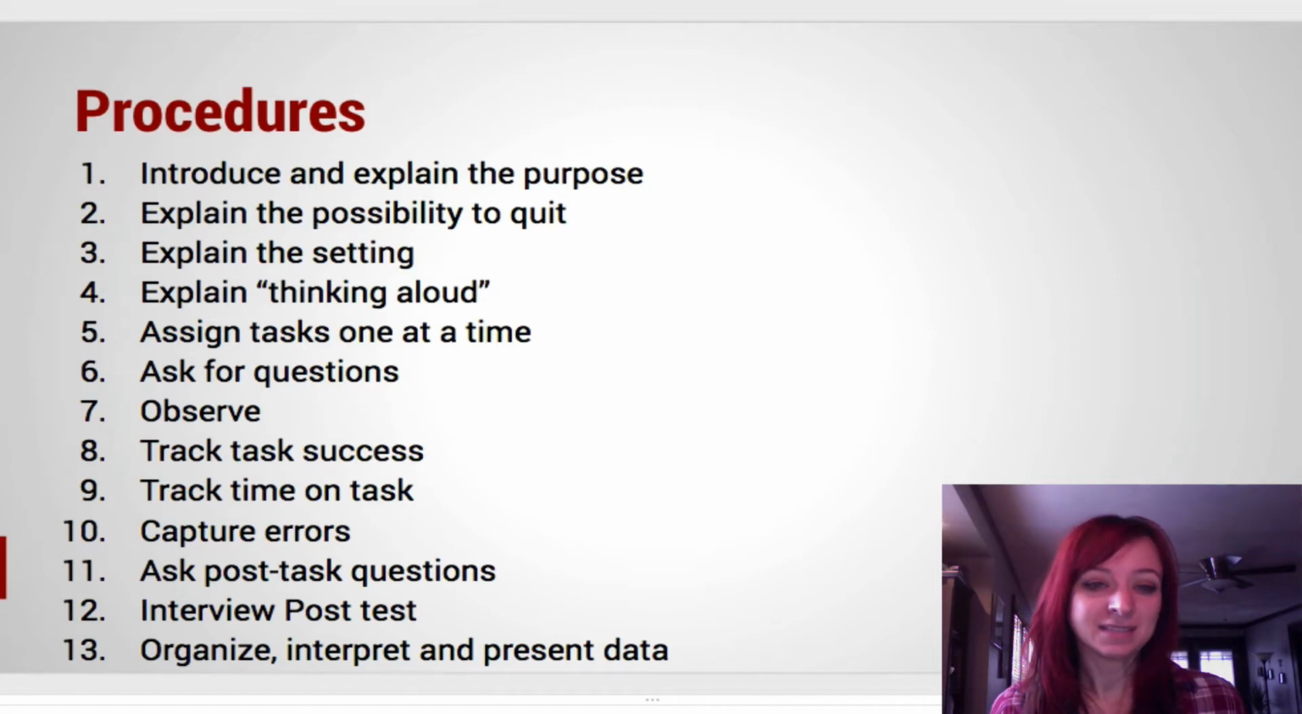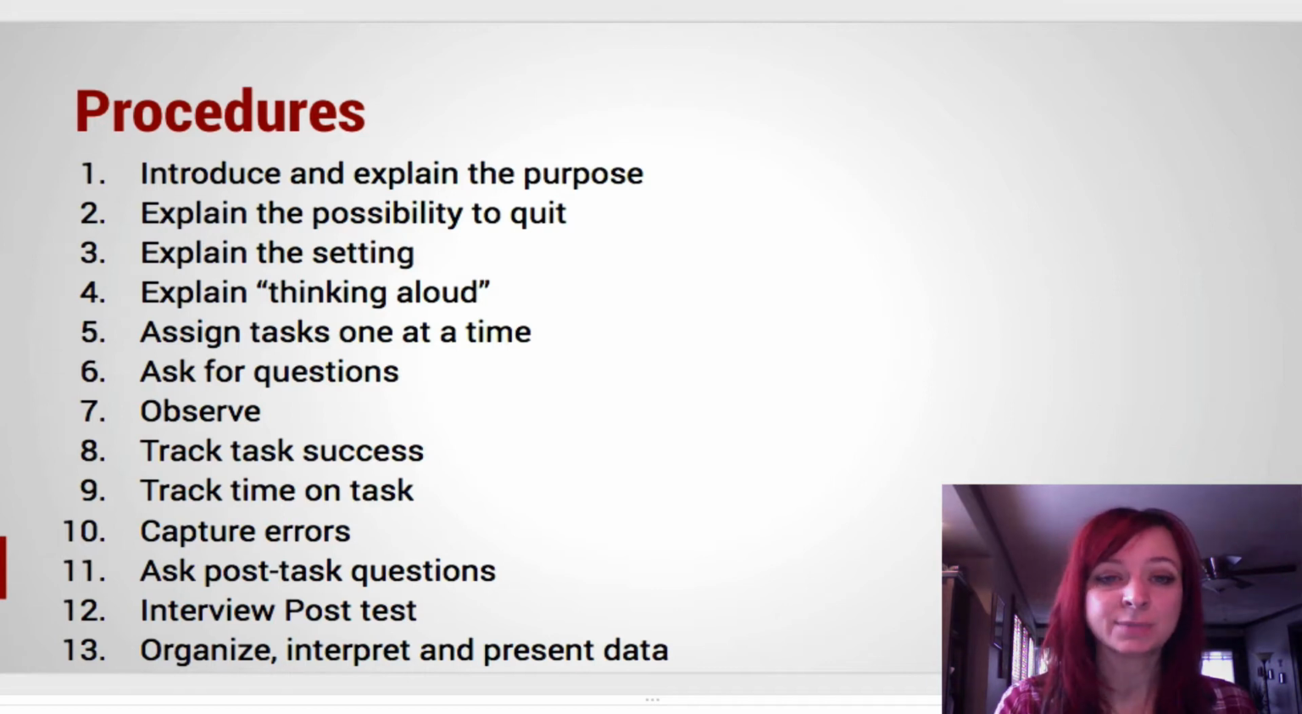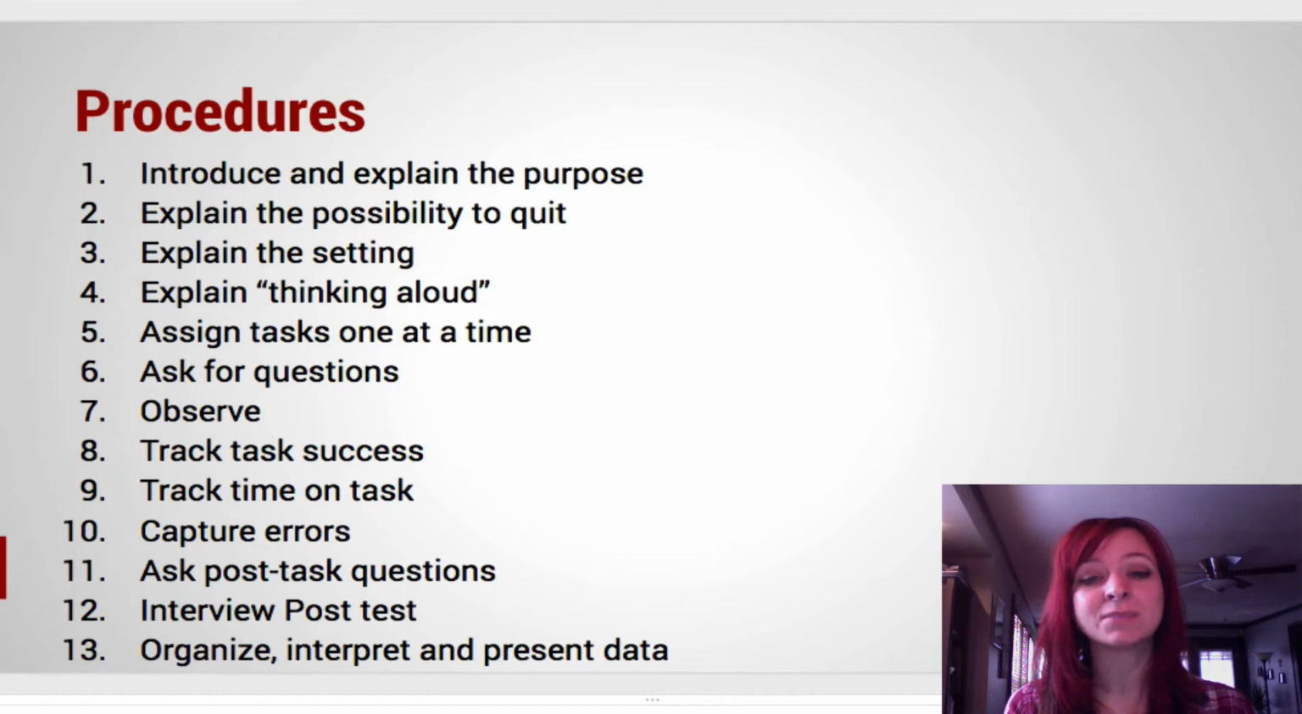Track the task success. So if they are not able to do the task, you can make a grid of tasks, and for task 1, if they couldn't do it, you could put could not do, or was able to complete the task but needed help. You can track the time on the task. How long did it take them to do the task?